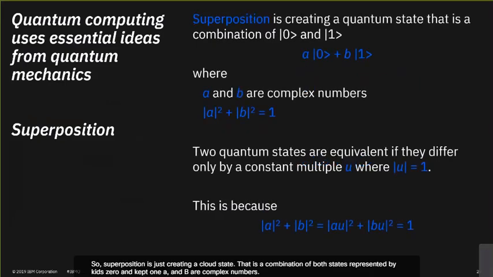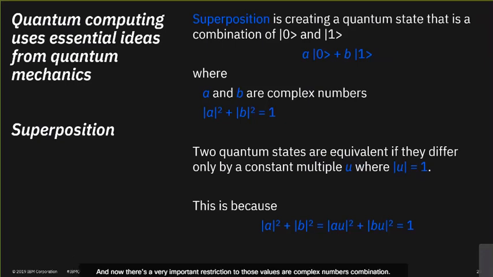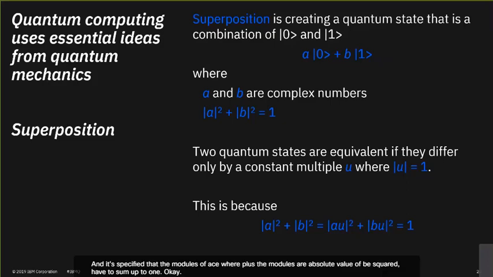So superposition is creating a quantum state that is a combination of both states represented by Ket 0 and Ket 1. A and B are complex numbers. And now there's a very important restriction to those values. A and B are complex numbers in that linear combination, and it's specified that the modulus of A squared plus the modulus or absolute value of B squared have to sum up to 1.